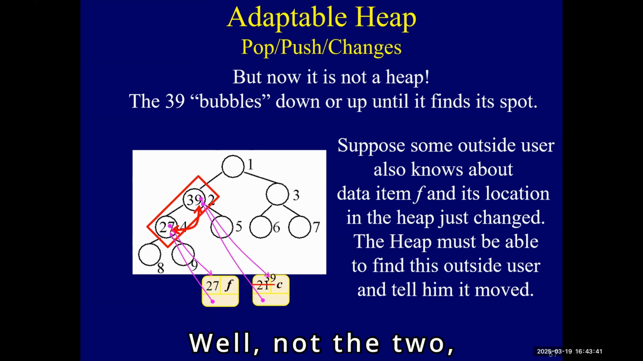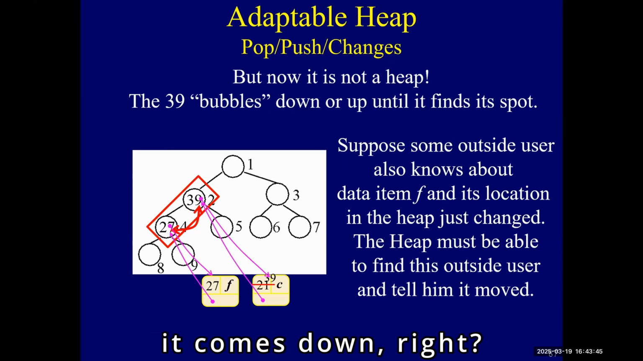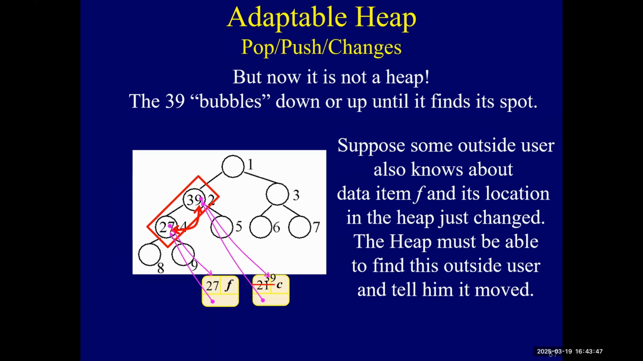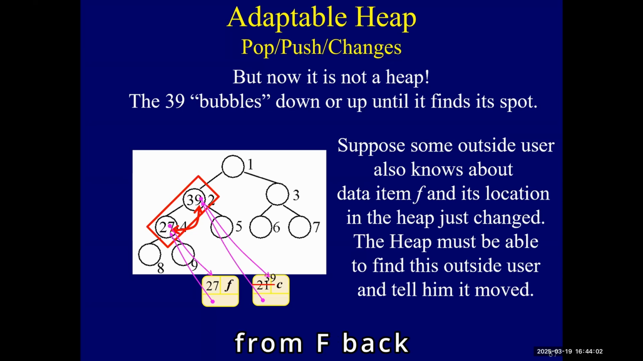Well, the pointer from 27 to F doesn't change. It comes down. The 27 had been up there, and the 27 moved down. And when the 27 moved down, the pointer to F came with it. And then we go out to F, and we update the pointer from F back to the heap. Everybody get that?